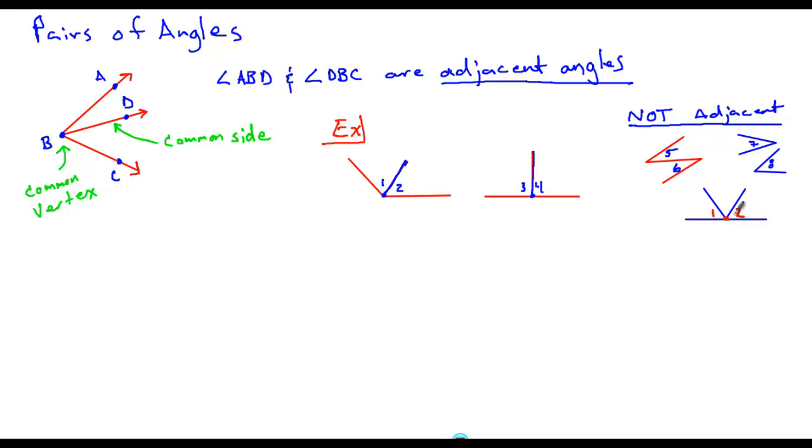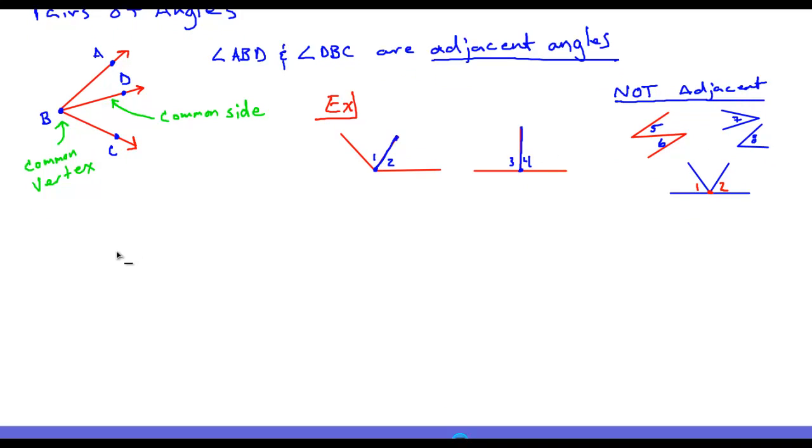Okay? It's a little hard at first to get it down, but just remember adjacent angles, common vertex, common side. Okay, the next type of angle that we're going to look at, I'm going to separate all this here.